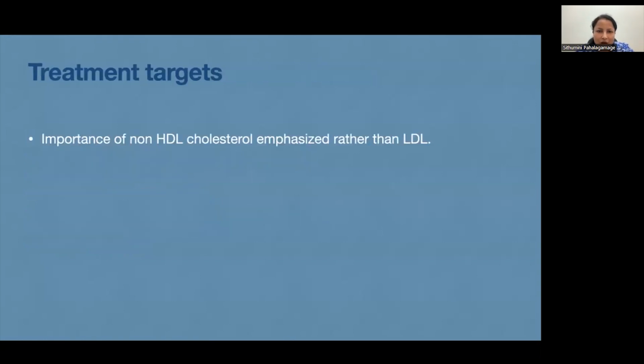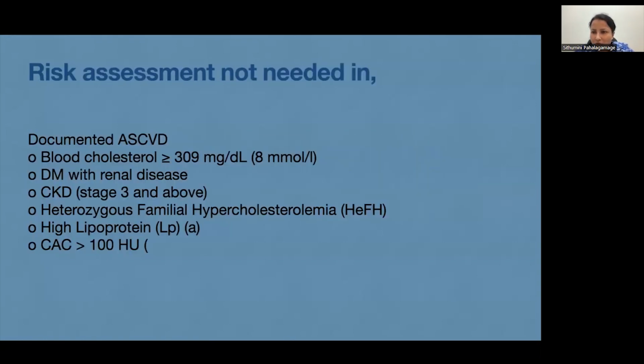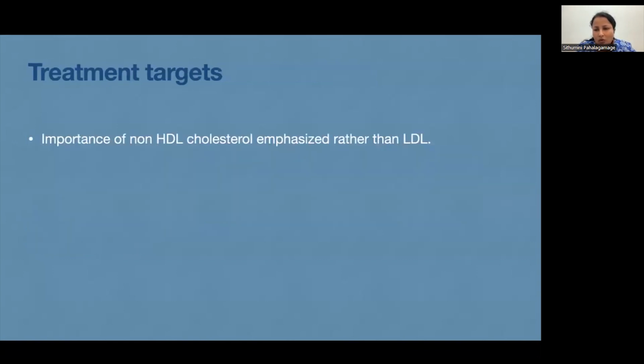So we used to say that even the Sri Lankan guideline says go by LDL levels, start managing the LDL levels. But now, like I said before, not only the LDL carries a risk. Any lipoprotein molecule with the ApoB can enter the blood vessels and increase our cardiovascular atherosclerotic risk.